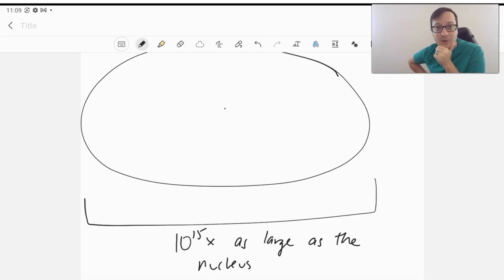So I'll leave you with that. And in our next videos, we'll talk more about these particles and how they influence our understanding of atoms and how we can classify them.